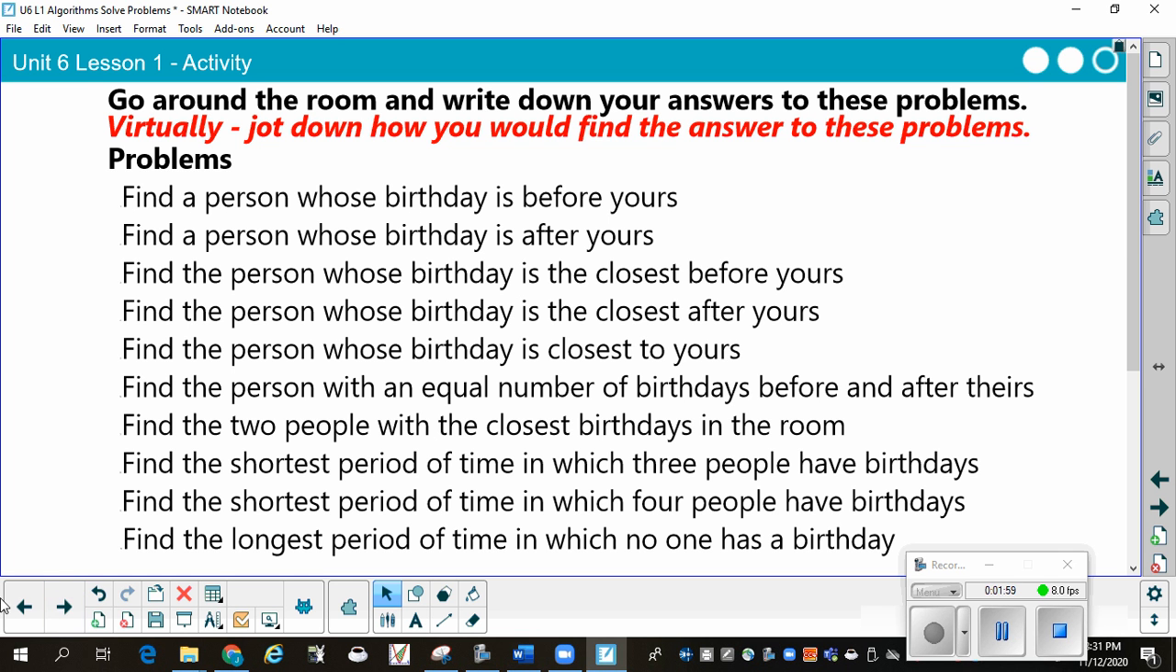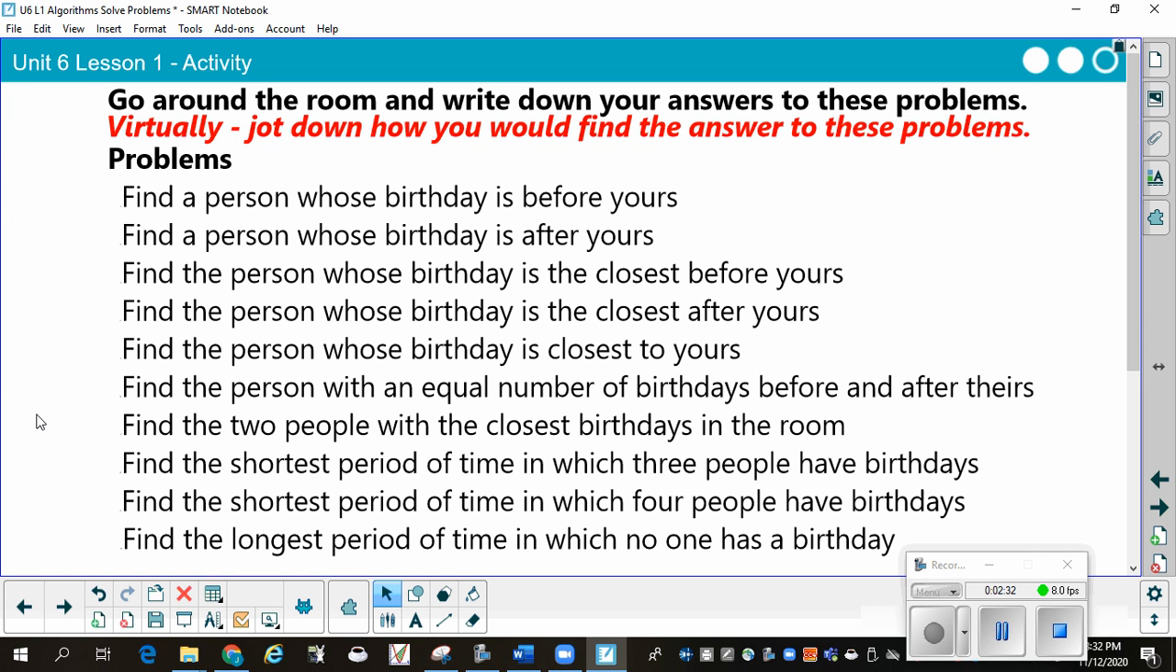I lost count. 6, find the person whose birthday is closest to yours. 7, find the person with an equal number of birthdays before and after theirs. Find the 2 people with the closest birthdays in the room. Find the shortest period of time in which 3 people have birthdays. Find the shortest period of time in which 4 people have birthdays. Find the longest period of time in which no one has a birthday.